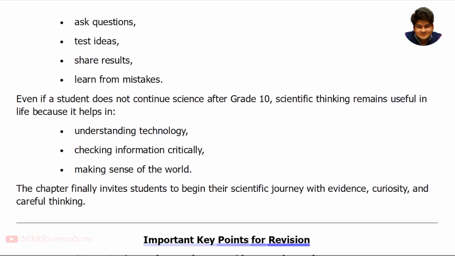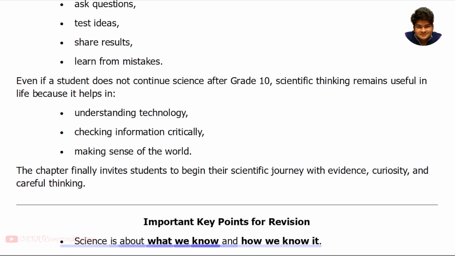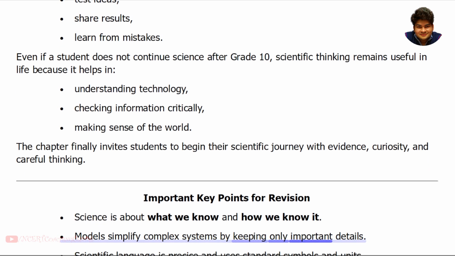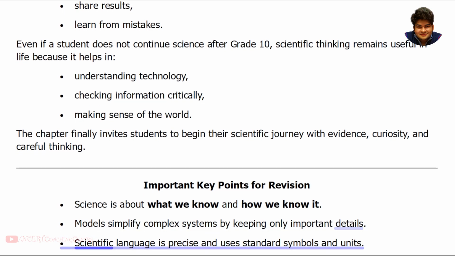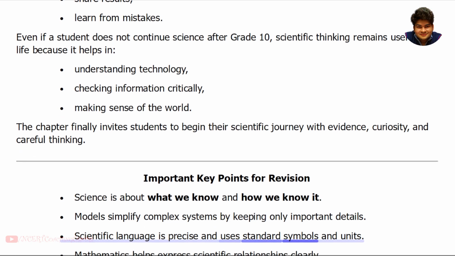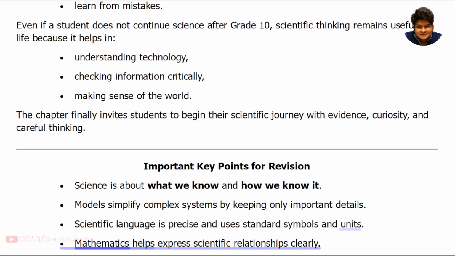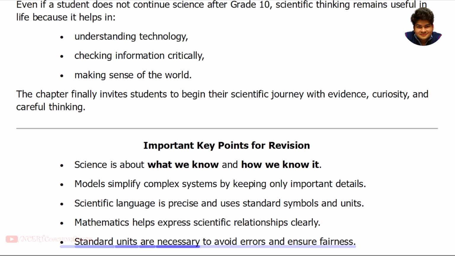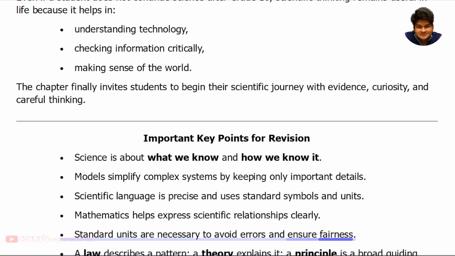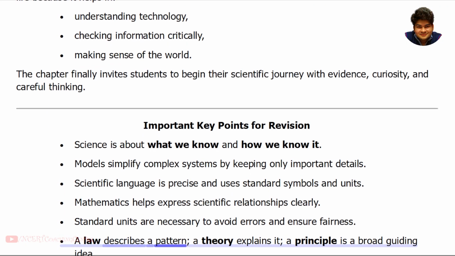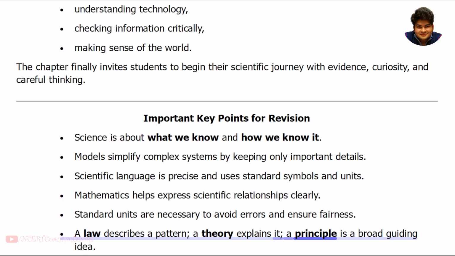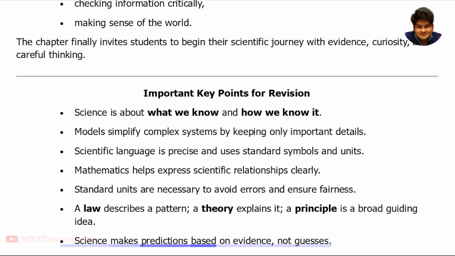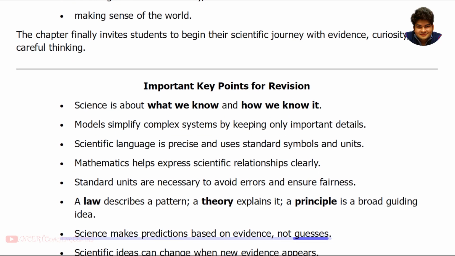Important key points for revision. Science is about what we know and how we know it. Models simplify complex systems by keeping only important details. Scientific language is precise and uses standard symbols and units. Mathematics helps express scientific relationships clearly. Standard units are necessary to avoid errors and ensure fairness. A law describes a pattern, a theory explains it, a principle is a broad guiding idea. Science makes predictions based on evidence, not guesses.